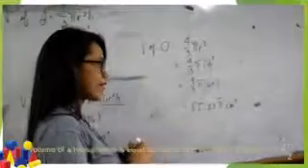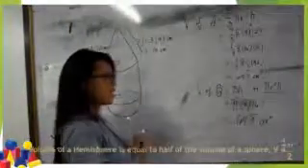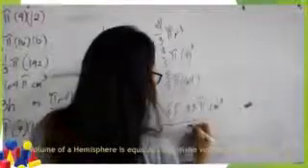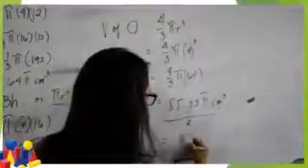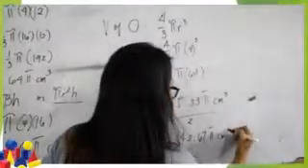The volume of the sphere is equal to 85.33 pi centimeter cube, but we will divide it by two since the given in the figure is a hemisphere. 85.33 divided by 2 is equal to 42.67 pi centimeter cube.